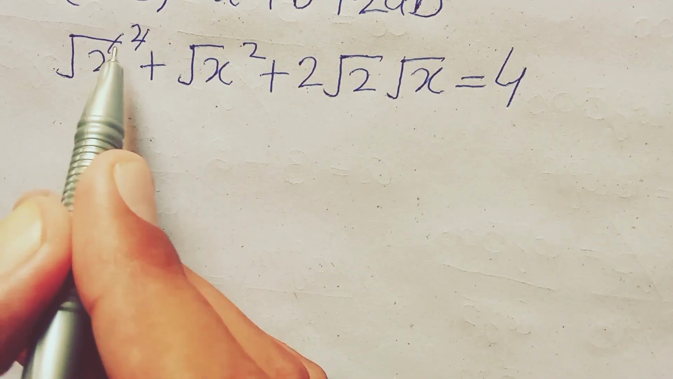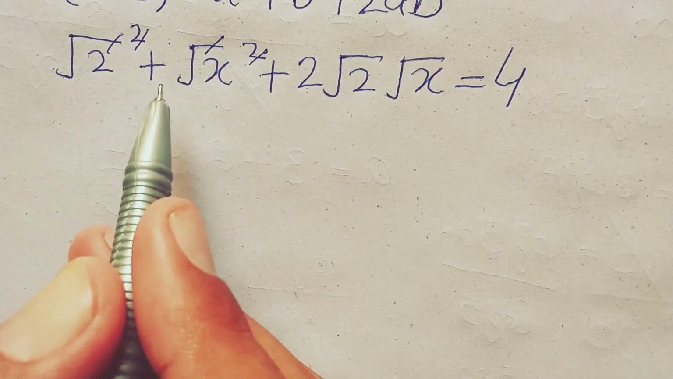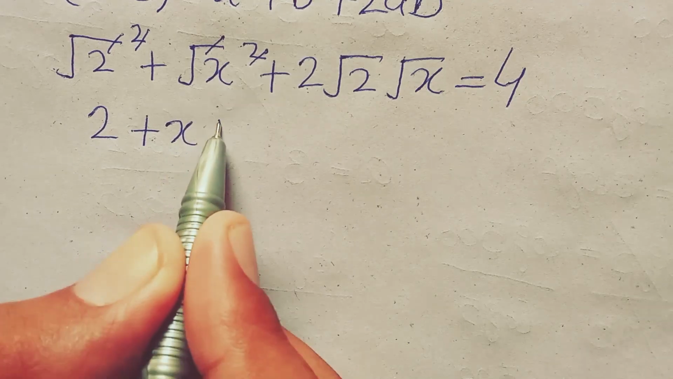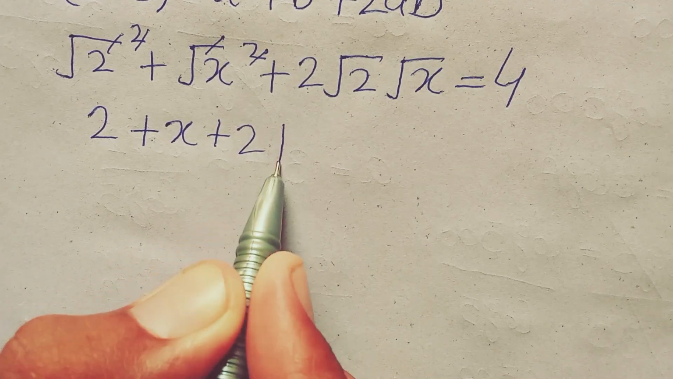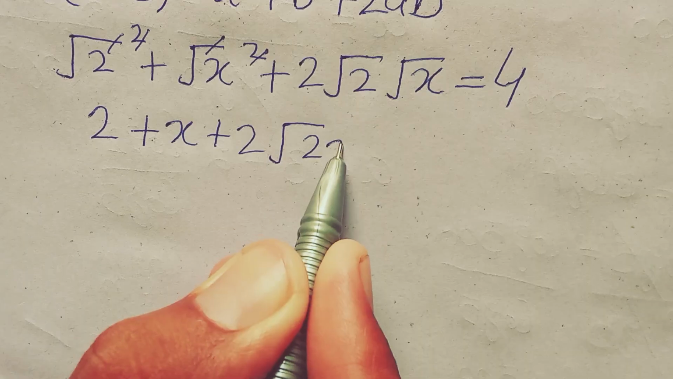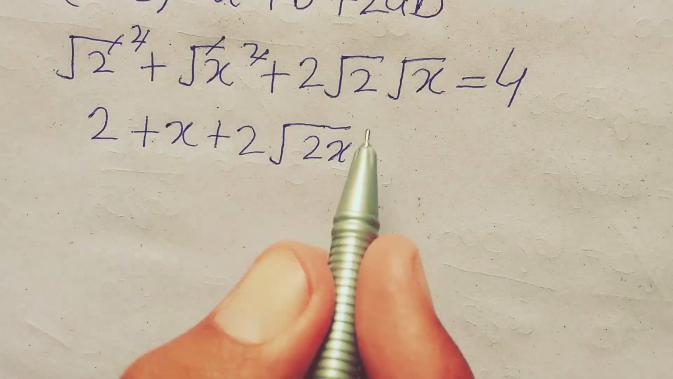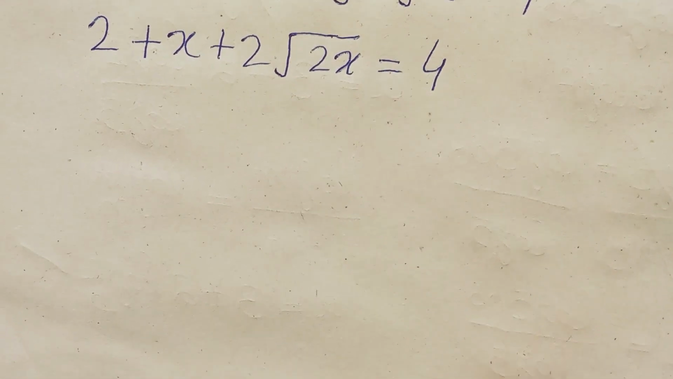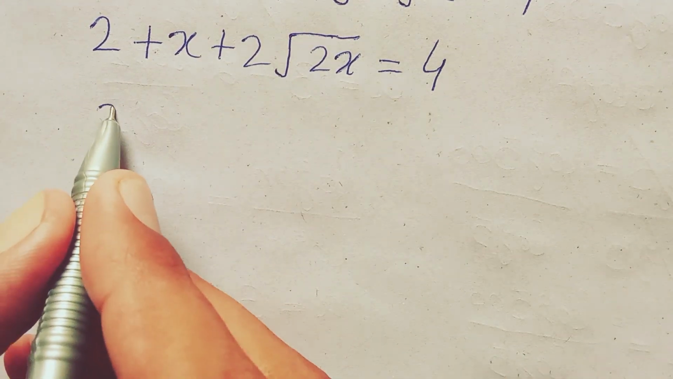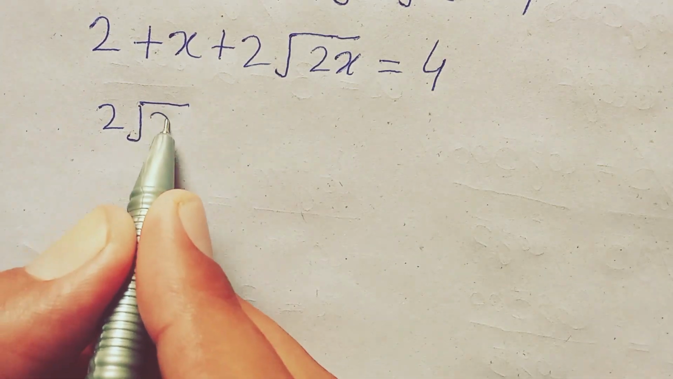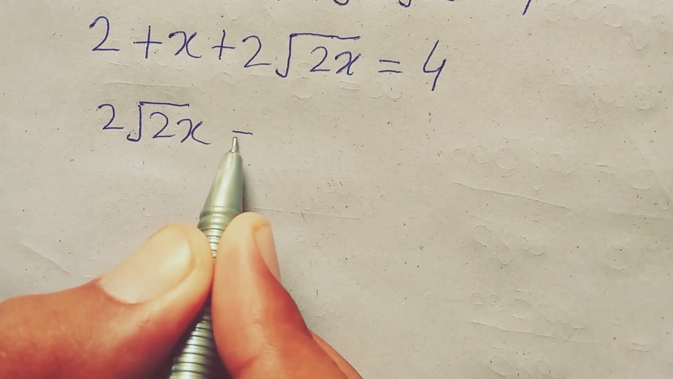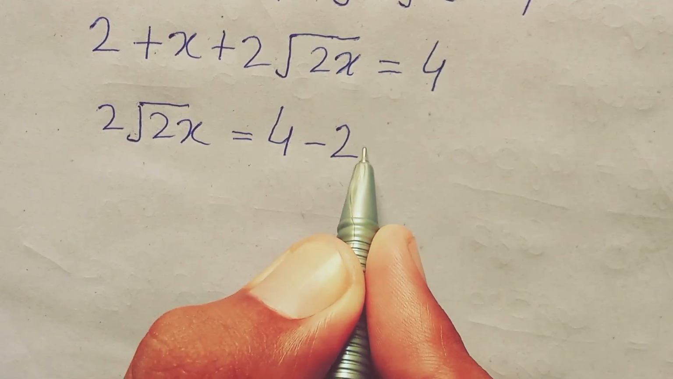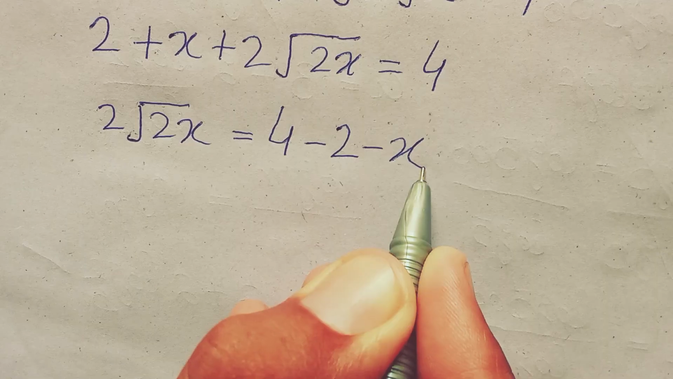Here square and square root cancel with each other. It becomes 2 plus x plus 2 square root of 2x, and we multiply these two, is equal to 4. Now I can write it as 2 square root of 2x on the left hand side, and I shift the above terms: 4 minus 2 minus x.